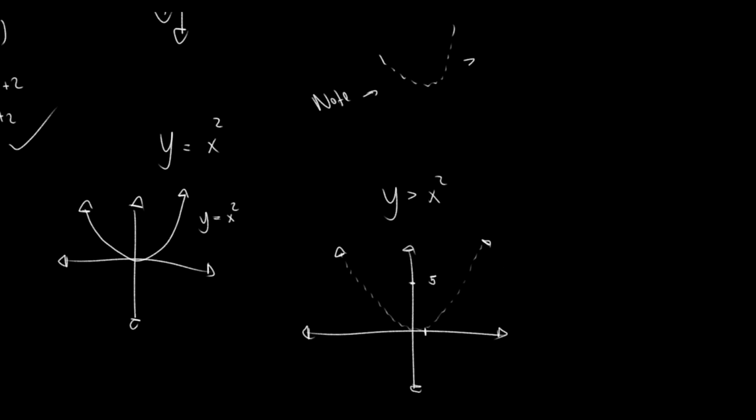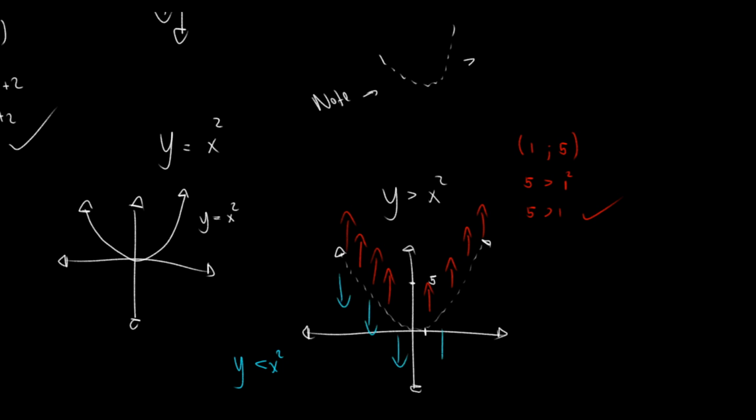Okay, it's within the region. But let's see if we can conclude what's happening. So I'm going to use the points 1 and 5. So y is equal to 5, and 5 should be greater than 1 squared. That is in fact true. So now we know when y is greater than my x values with a quadratic function, we're going to shade within the parabola. And if y is less than x squared, of course we're going to just simply shade downwards. It's as simple as that.